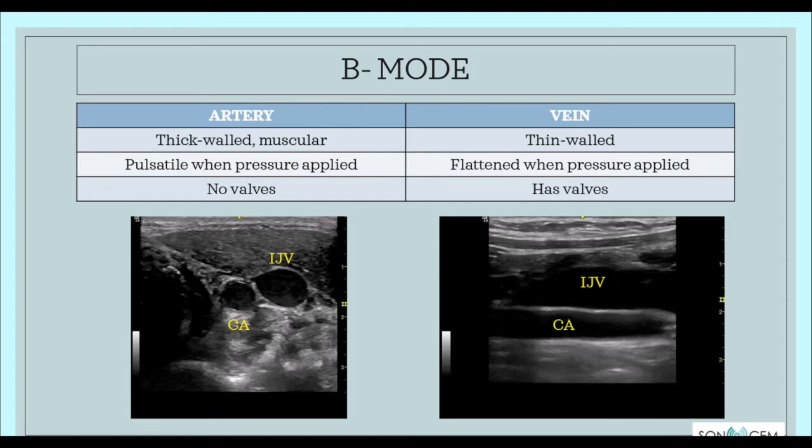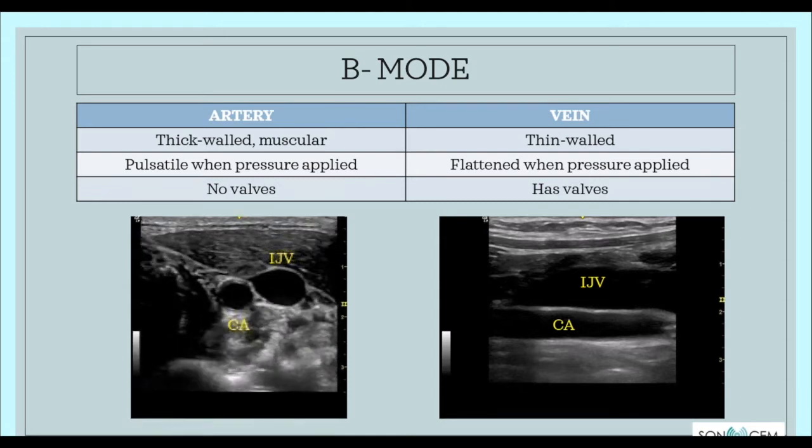Okay, we have to know that there are two modes that will be used in PoCUS for DVT. The first one is B mode, and the second one is color Doppler mode. In this slide, we will learn the differences between the artery and vein under ultrasound view. So the artery has a thick wall, is muscular, and is pulsatile when pressure is applied, while veins have a thin wall and flatten as pressure is applied, and they have valves.